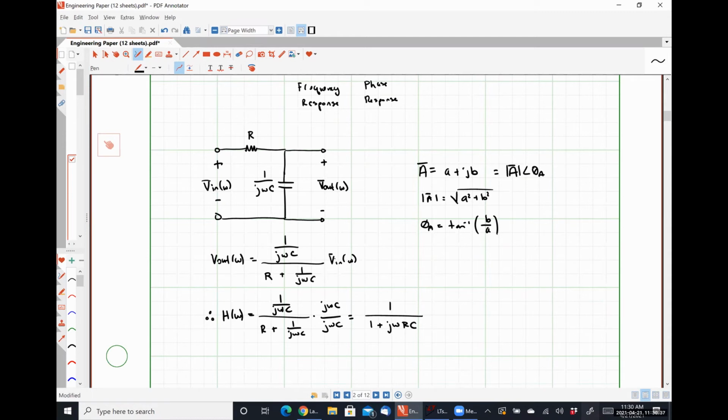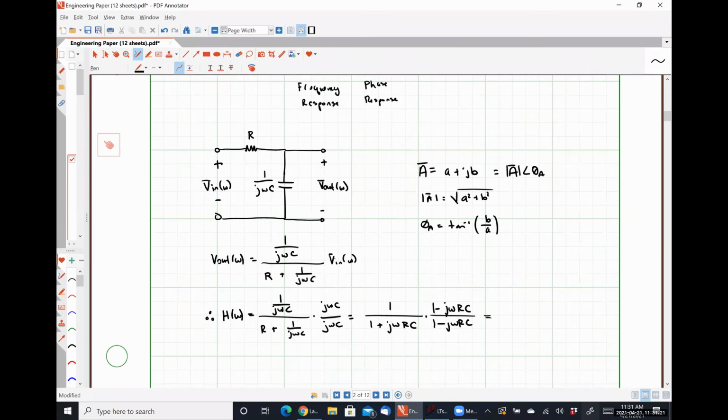To accomplish that, I believe we did this maybe a week or so ago when we were looking at that circuit in the time domain and developing some relationships. So I'm going to multiply this by 1 minus j omega RC in both the numerator and the denominator. So I'm multiplying by the complex conjugate of the denominator divided by the complex conjugate of the denominator, because that is going to force my denominator to become a real number.